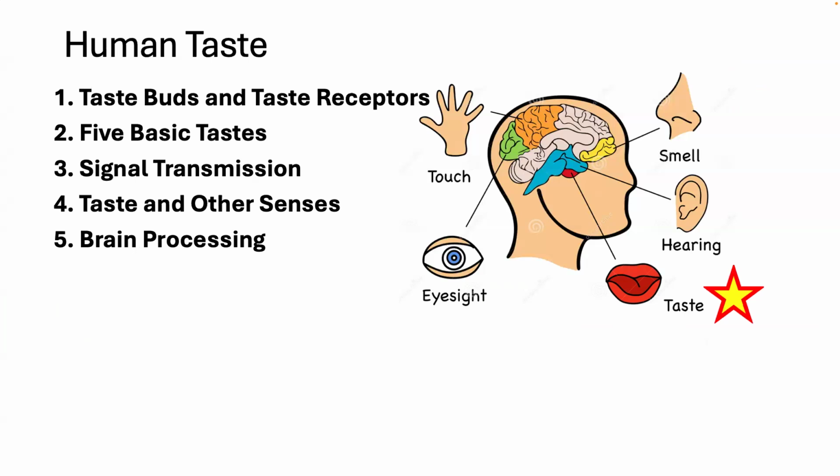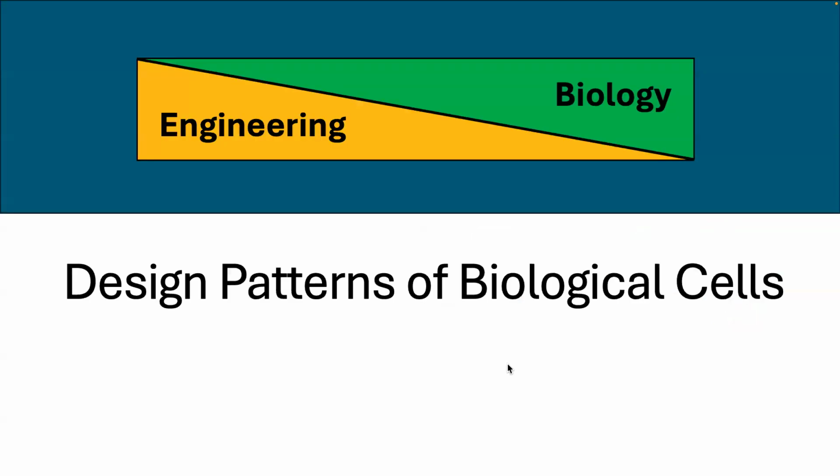Somewhere between taste and smell is what we're talking about for chemoreceptors. For the taste buds, there are 5 basic tastes. So maybe you could say that we have 5 different types of chemoreceptors in our taste buds. There's signal transmission, there's taste and other senses, and there's also brain processing that's part of it.